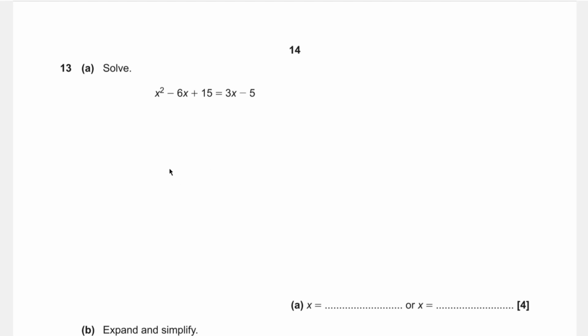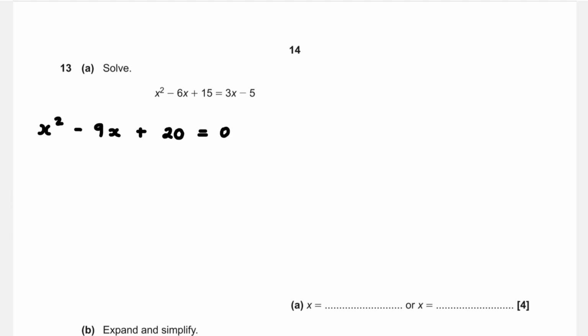Question number 13, part A. We have to solve x squared subtract 6x plus 15 equals 3x subtract 5. What we have to do is take everything over to one side and set the other side equal to 0. So I've got this x squared, then I've got negative 6x subtract 3x, which is negative 9x, and then I've got 15 plus 5, which is 20. So I've got x squared subtract 9x plus 20 equals 0.